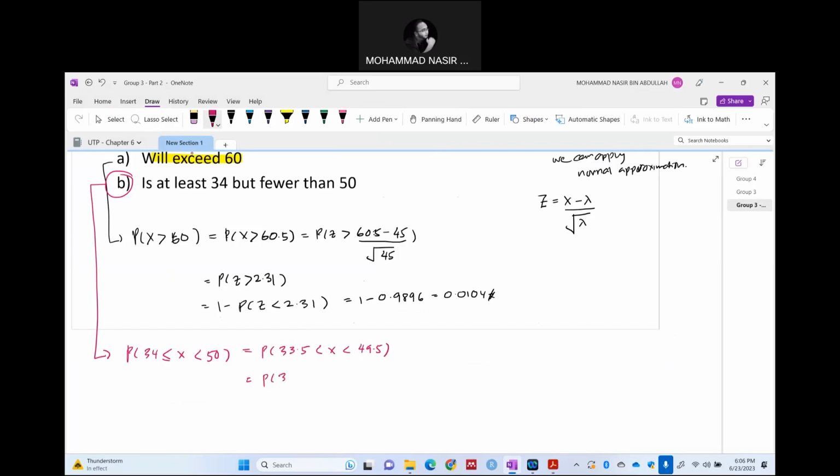So probability of (33.5 minus 45) divided by square root of 45, this is Z, and (49.5 minus 45) divided by square root of 45. So this one should be probability of negative 1.71 less than Z less than the upper value.